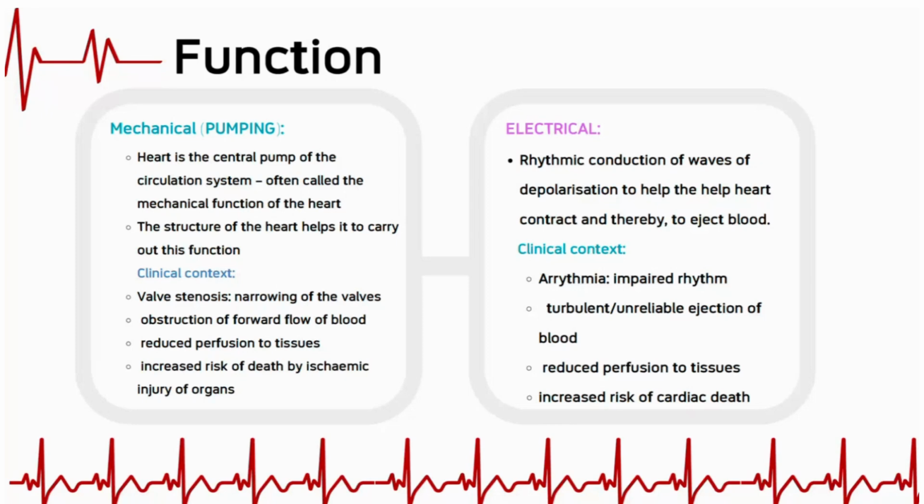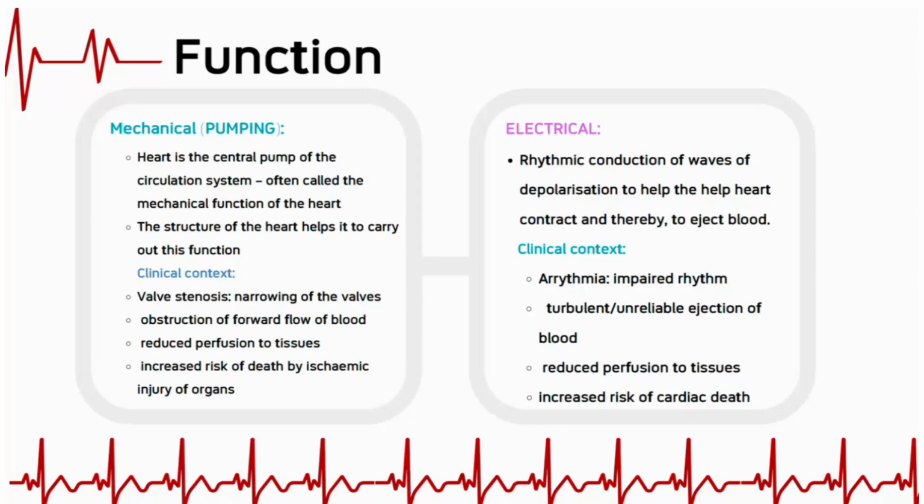With the electrical function of the heart, you may have heard of the word arrhythmia. Arrhythmia literally means impaired rhythm. Now, if you have an impaired rhythm of the heart, you have turbulent or unreliable ejection of blood. So sometimes you have the perfect amount of blood being ejected. Sometimes you have too little. But this is unreliable for the tissues.